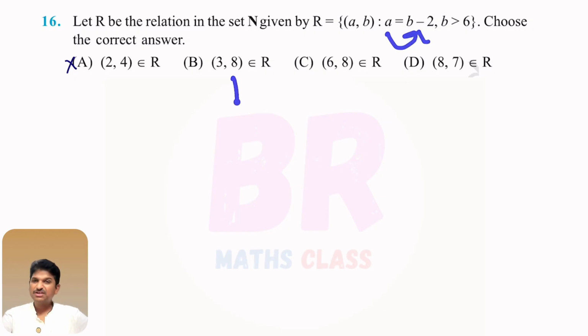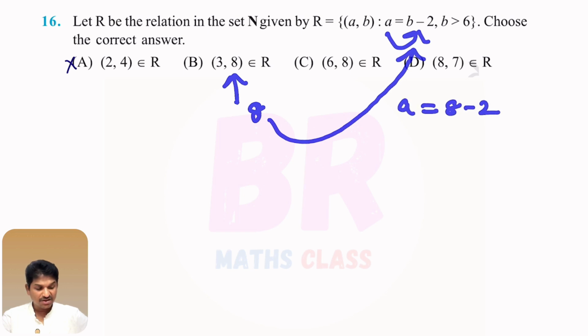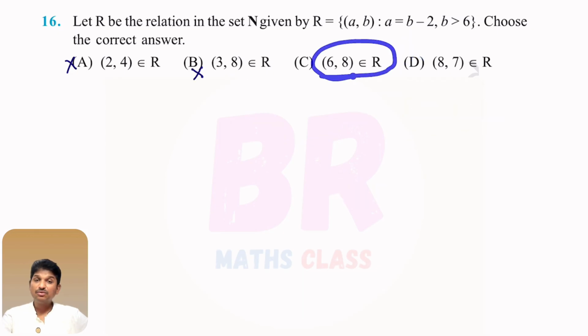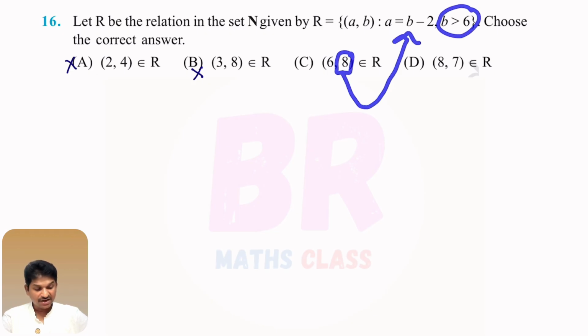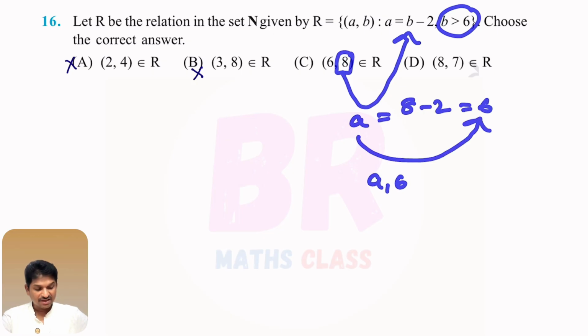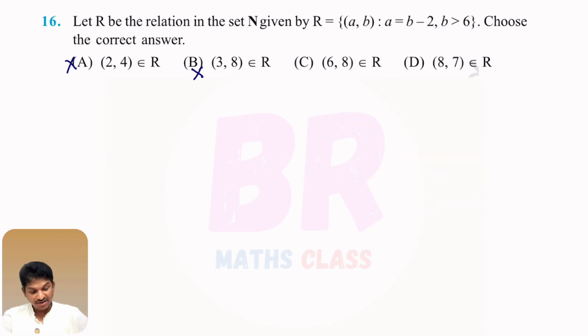Here we will go with the verification method only, option-wise. B is what here? B is 8. You put B is 8 in this. A equal to 8 minus 2. A is 6. Actually 6 comma 8 belongs to this relation, not 3 comma 8. Here you can easily eliminate this 3 comma 8. Now you see here, just now we calculated, this is A comma B. First point, B is greater than 6. In place of B, if I write 8 here, 8 minus 2 is 6, you will get the A value. When A is 6, B is 8. So clearly option C is there in the relation.